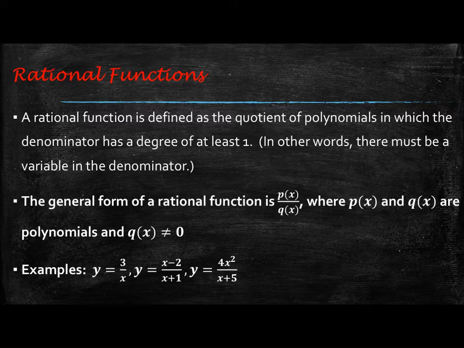Some examples are y equals 3 over x, y equals x minus 2 over x plus 1, and y equals 4x squared over x plus 5. Notice that they are all fractions and they all have a variable in the denominator.